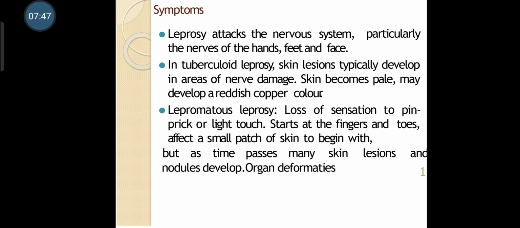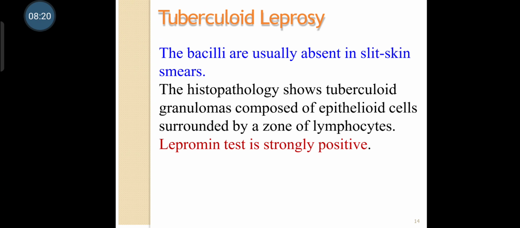In tuberculoid leprosy, the skin lesions typically develop in the areas of nerve damage. Skin becomes pale and may develop a reddish copper color. In lepromatous leprosy, there is loss of sensation to prick or light touch that starts from the fingers and toes and affects a small patch of skin to begin with, and as time passes it spreads. Many skin lesions and nodules develop and organ deformities occur successively.